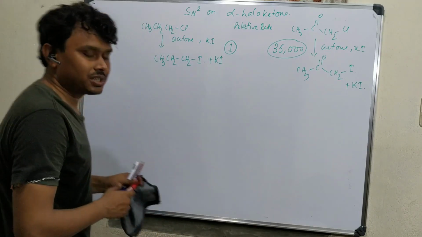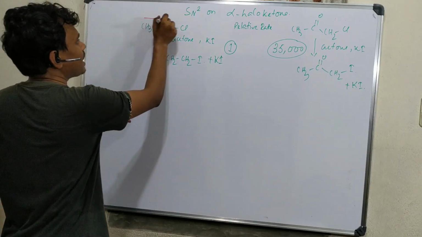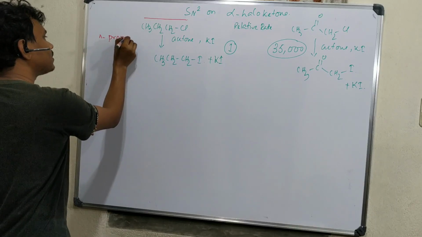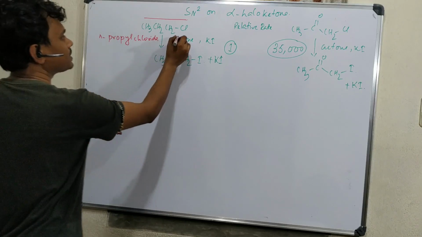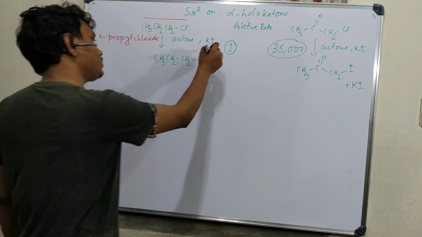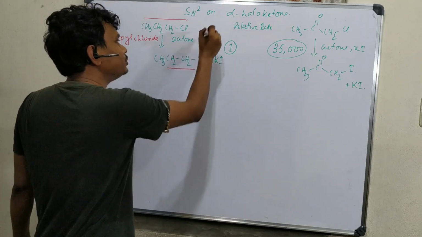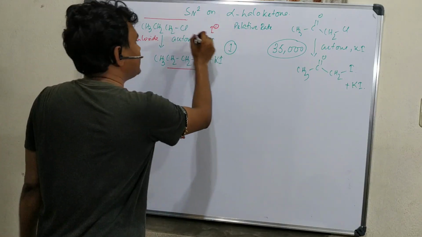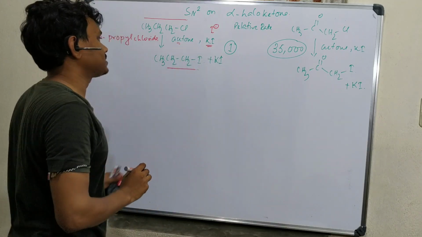For this discussion I have chosen an example: n-propyl chloride is reacted in the presence of acetone with potassium iodide to produce this iodo derivative. Here the nucleophile is I minus. Another thing, KI is soluble in acetone. That is the reason for choosing this.